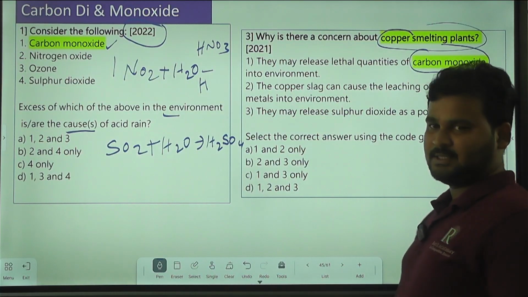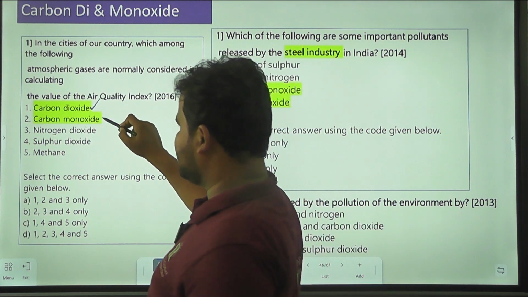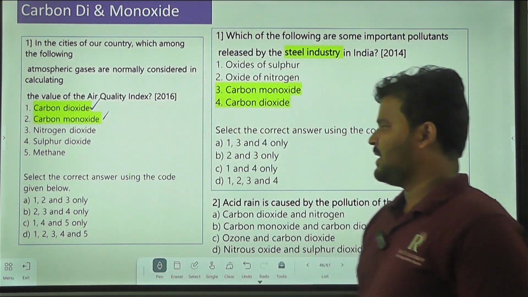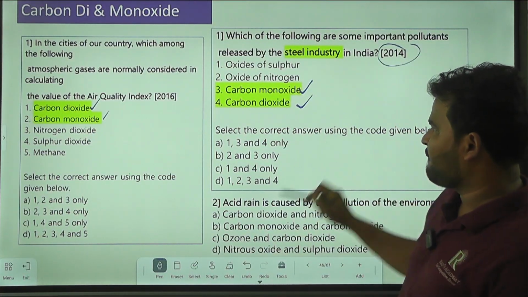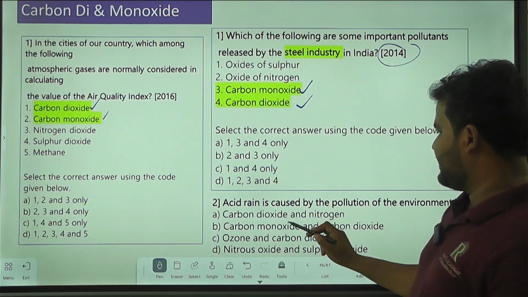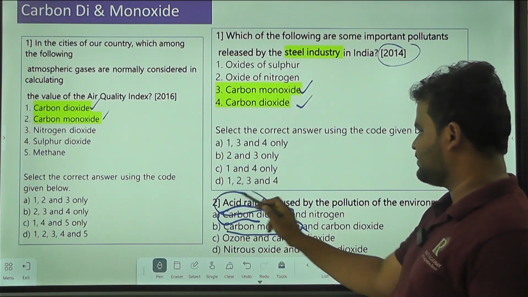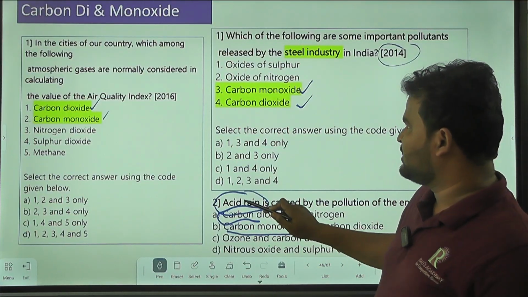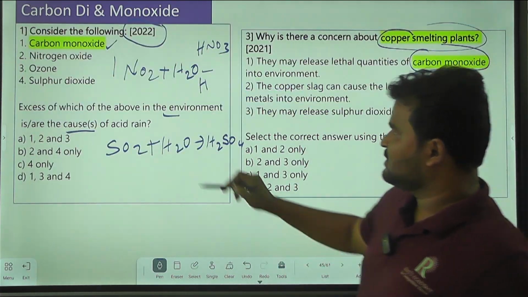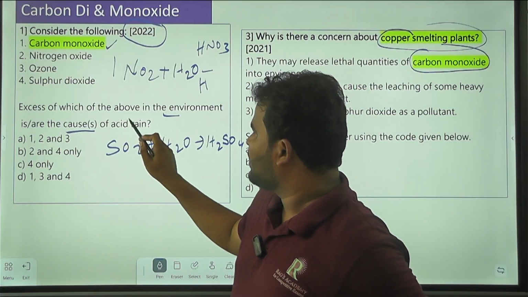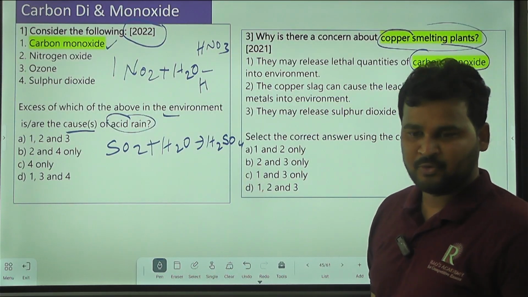Next again, copper smelting plants, carbon monoxide. Question is on carbon monoxide. And again, here, carbon dioxide, carbon monoxide, and again carbon monoxide and carbon dioxide in the year 2014. And again here, carbon dioxide and carbon monoxide, and also acid rain, favorite areas. The question is related to acid rain. Here also, in the previous one, the question is also related to acid rains.